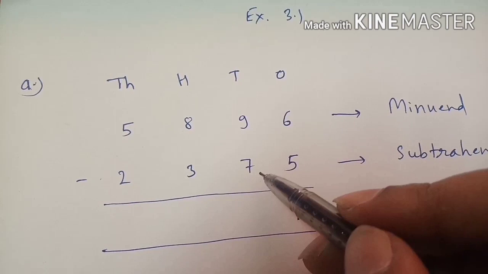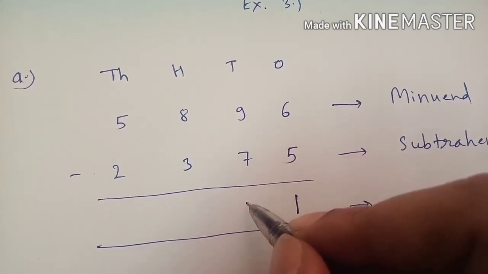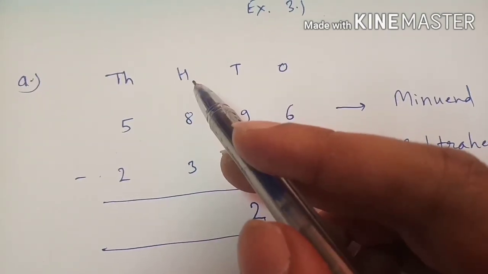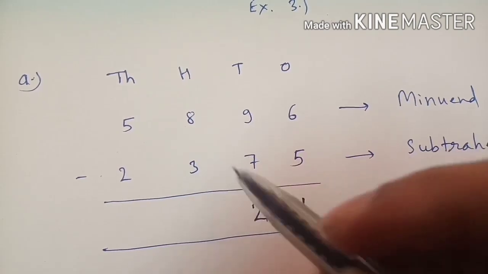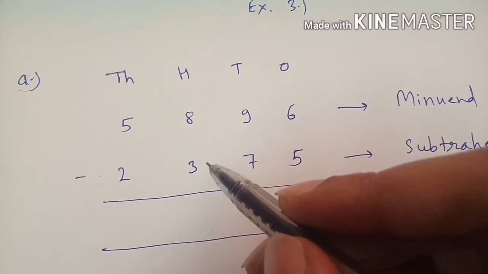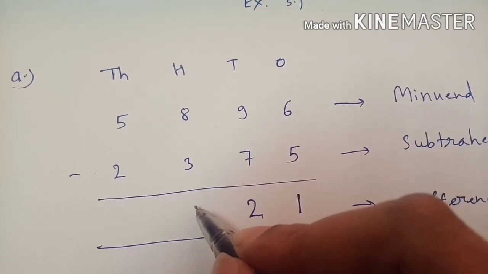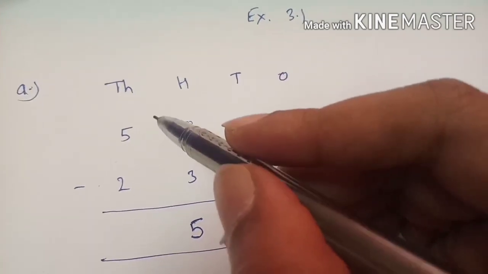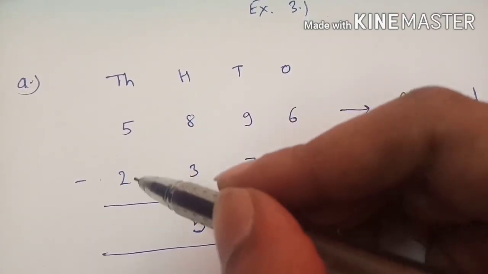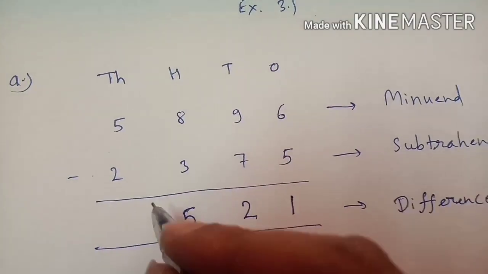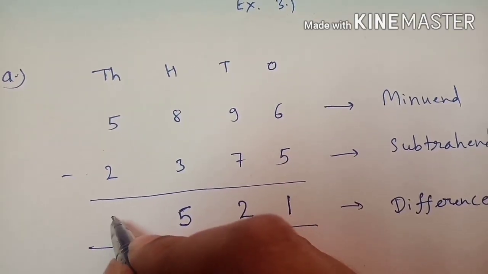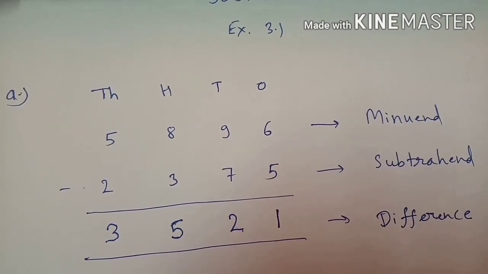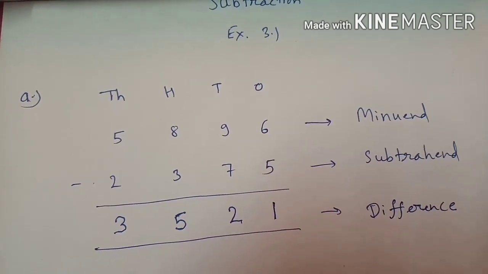Now we will subtract 7 from 9, so we will get 2. So we will write 2 here. And now we will subtract the hundreds place numbers, 8 and 3. So we subtract 3 from 8, then we will get 5. So we will write 5 here in the hundreds place. And now we will solve the thousands place digits, 5 minus 2. When we subtract 2 from 5, we will get 3. So our final answer is 3521. So 3521 is our difference.